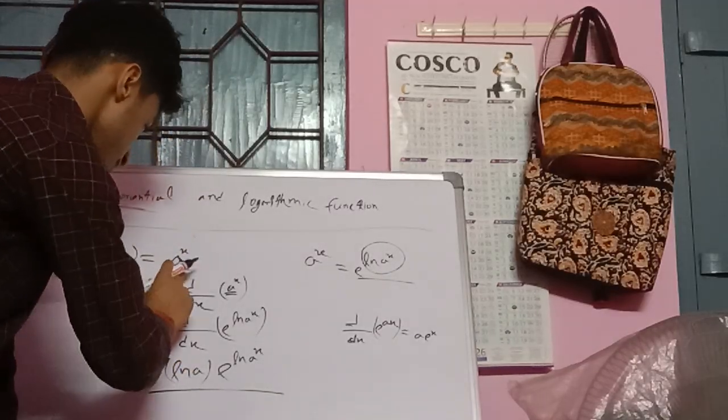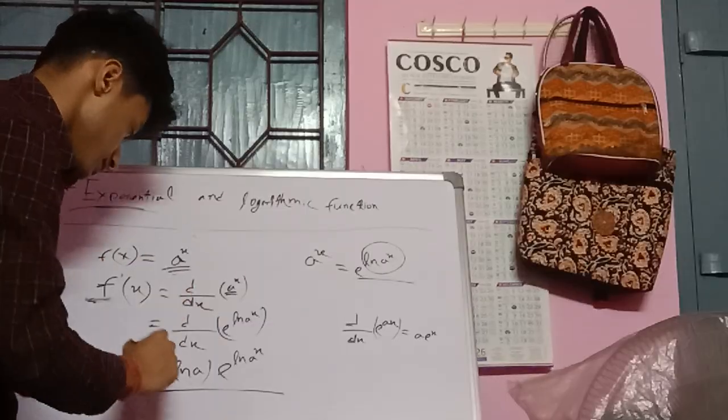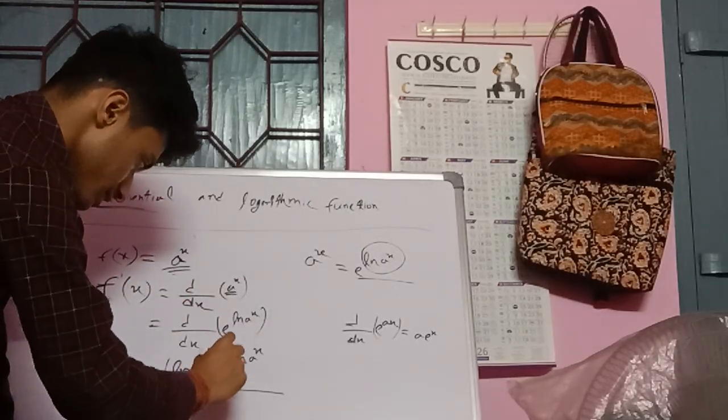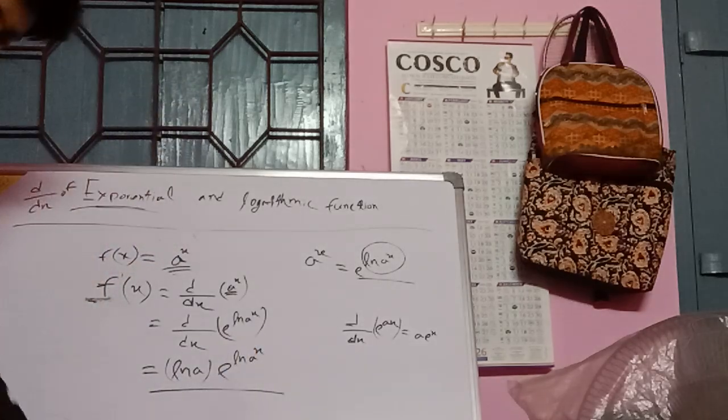Let's say we have a constant a which is being raised to the variable x, and we want to find out what the derivative of that looks like. It will be ln of a times e to the power ln of a to the power x. Okay.